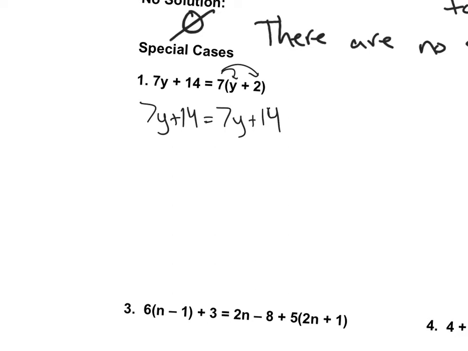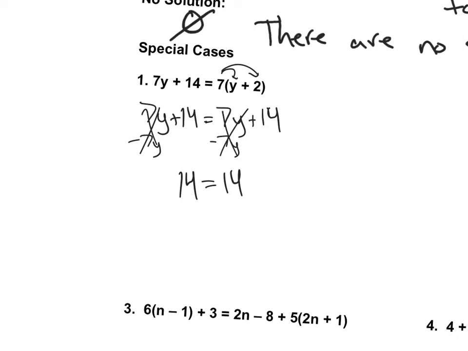So right away you can kind of notice that these things are the same, but let's go ahead and try to get our variables to the same side. So to do that, I would subtract 7y from both sides. What we notice is that that is going to cancel out on both sides, leaving us with an equation that just says 14 is equal to 14.